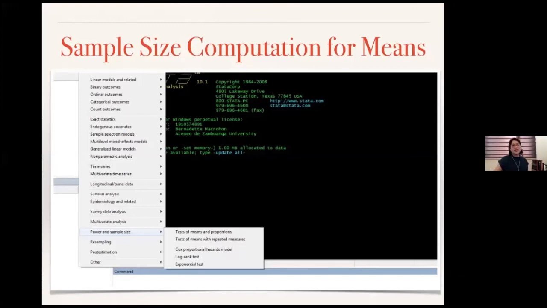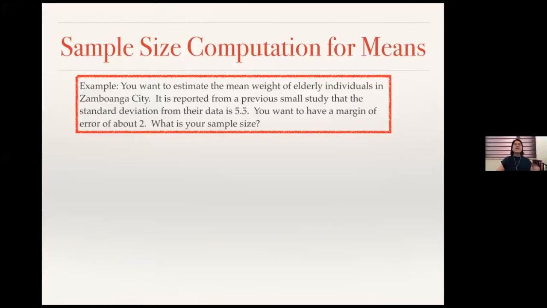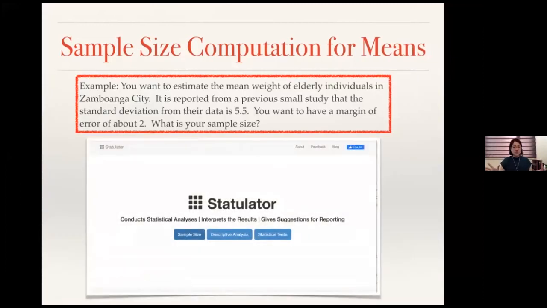So what I did for you guys is I use a different free tool online, the Statulator. You can go to statulator.com for this. It's free and online, so you can compute it online. So let's talk about computation for means.